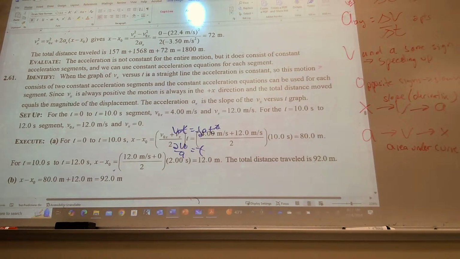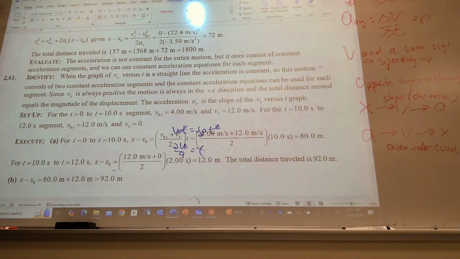I have 92. Okay, so they're doing these equations, but you could have done area under the curve. Find the total distance moved during the first 12 seconds, okay? You can do a trapezoid and a triangle, or however you wanted to break that up.